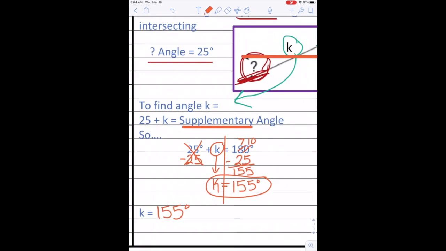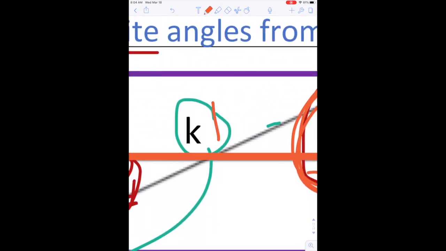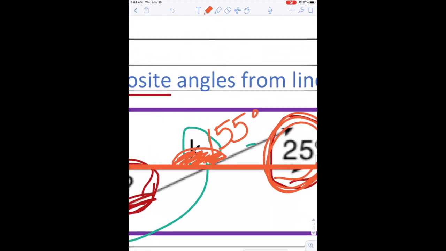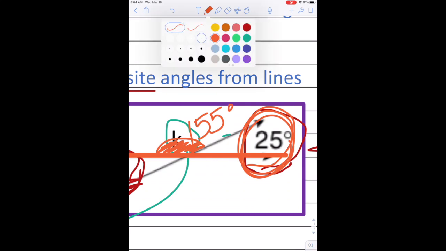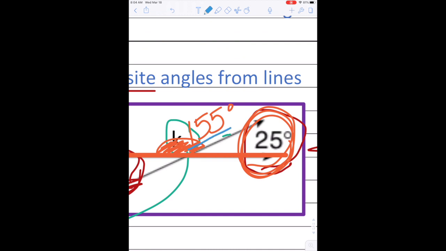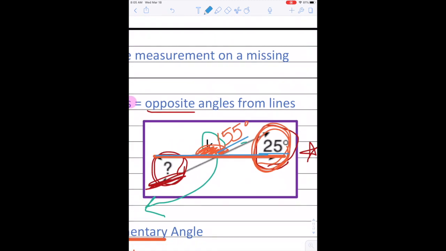The last place I'm going to put it in my notes is actually up in the picture. I always like to do that in case there's more that we need to find out. And that helps me remember that this space, just this space that K is in, that's 155 degrees. So if I went back to check, I would have 155 plus 25, and together that gives me the 180 degrees. That's my full line.